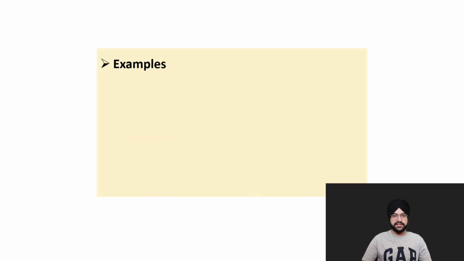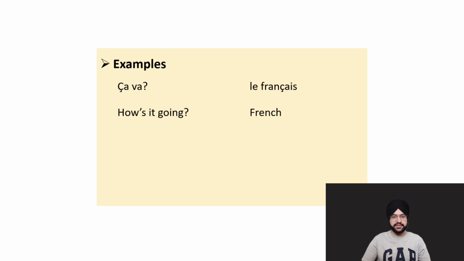Let's see some examples to understand them better. The first is a very common one, and it is pronounced as ça va. It means how's it going. If we remove the cédille, it becomes ka va, which has no meaning. Therefore, the right pronunciation is ça va. In a conversation, you would say it with intonation. Ça va. Another one is le français.